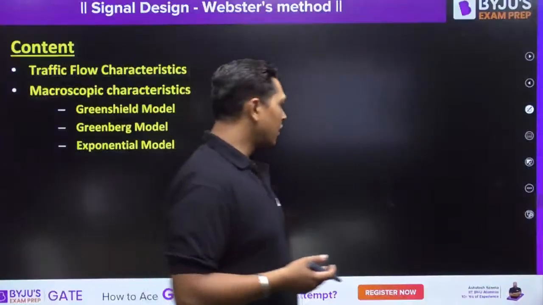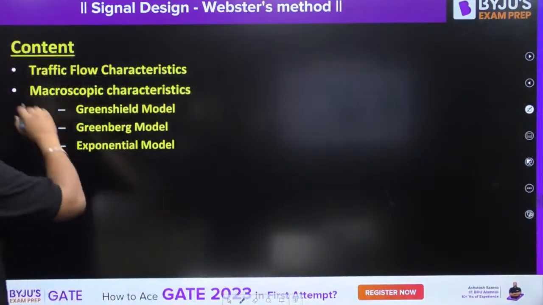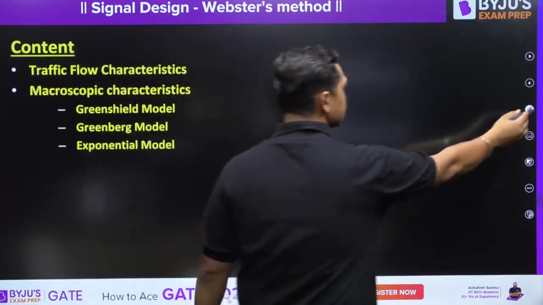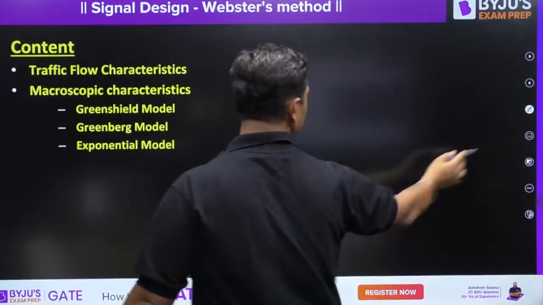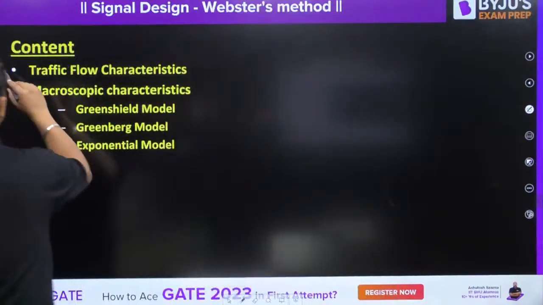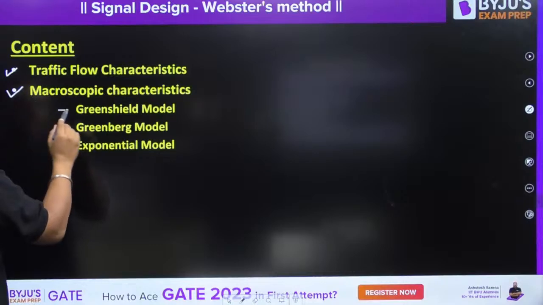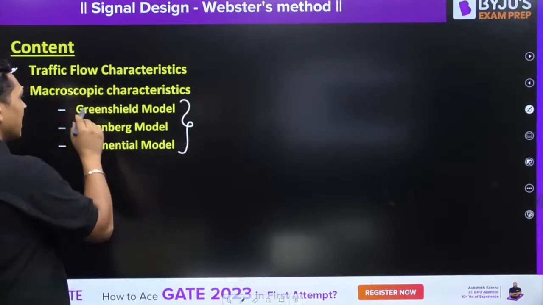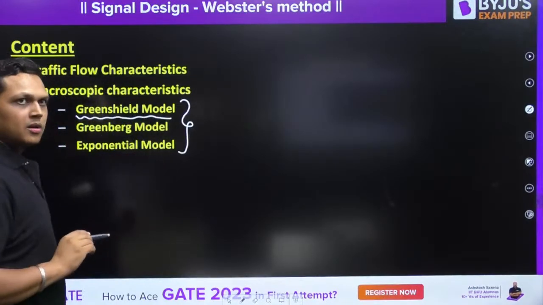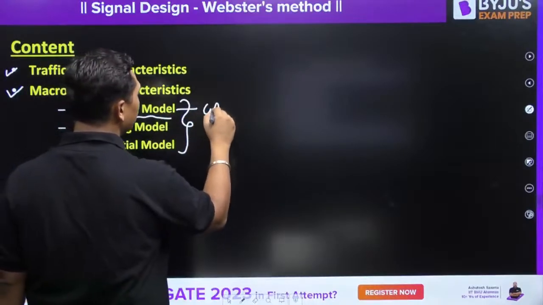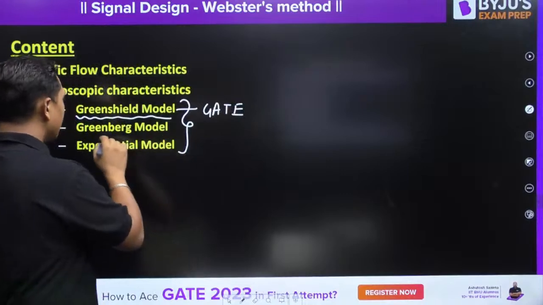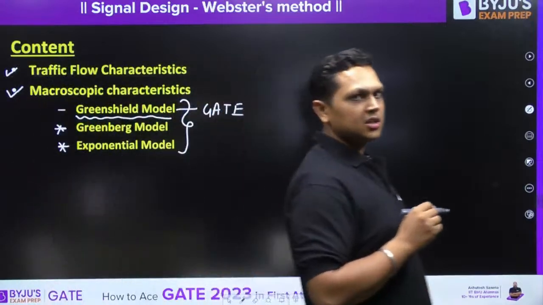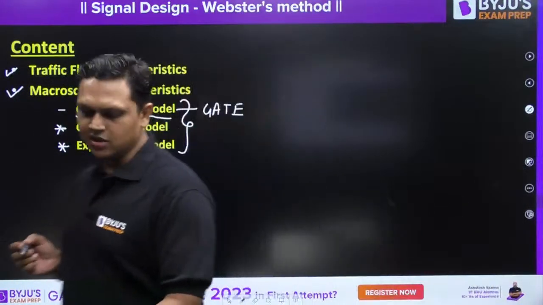Moving on, in today's session we are going to study what traffic flow characteristics are. Macroscopic characteristics, and we are going to study these three models: the Greenshields model, the Greenberg model, and the exponential model. Up till now, GATE has only focused on the Greenshields model. It has not touched these two models, but I am expecting they are going to be touched in the coming years. So that is why I have covered these two models also in today's session.